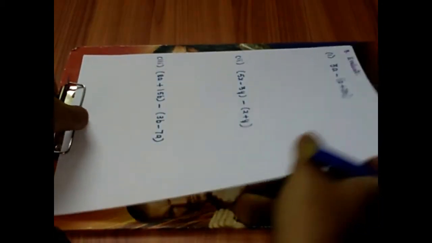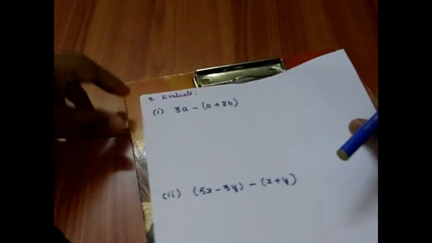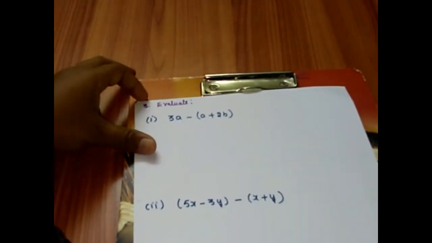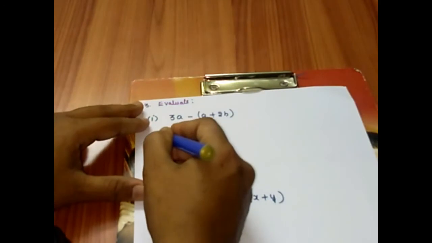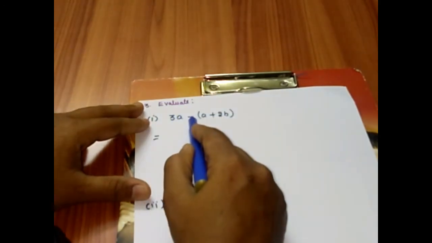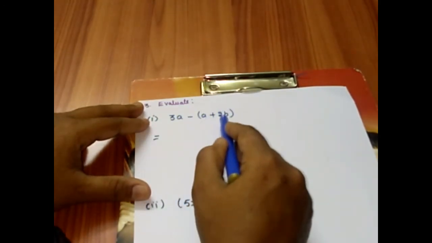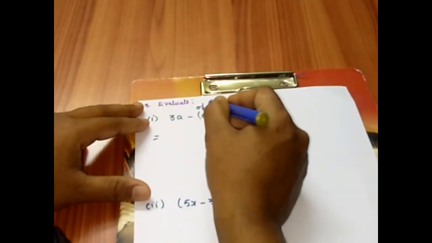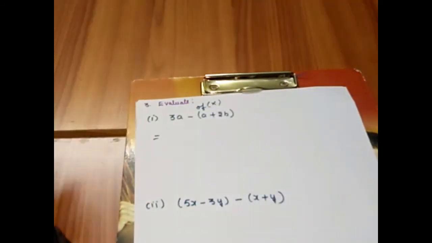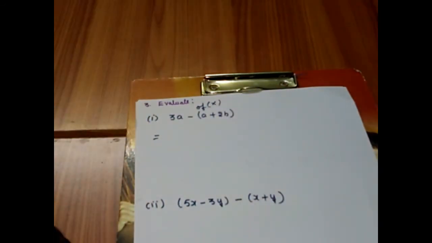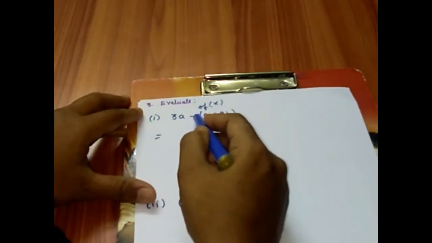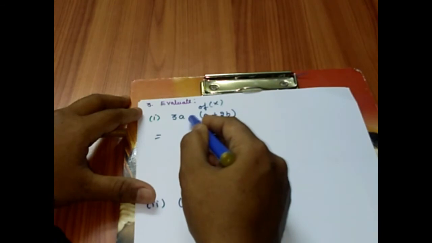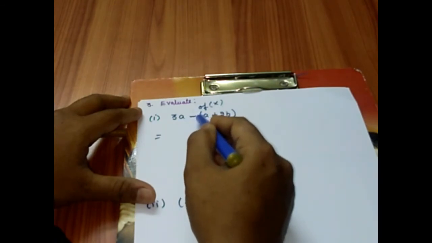In the third main, the heading is to evaluate. So what do you mean by that, evaluate? We need to observe the given question carefully, children. Let me read the question. 3a minus of a plus 2b minus of, we read this bracket as of. According to the mathematics rules, that of means it is multiplied. You need to multiply. Nothing is there before the bracket. What to multiply? If there is no value, we take it as minus 1.